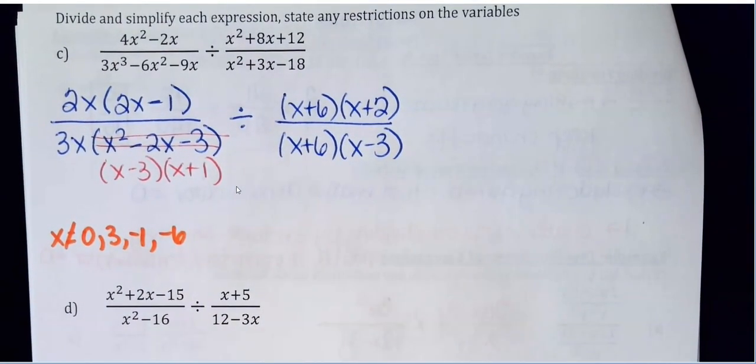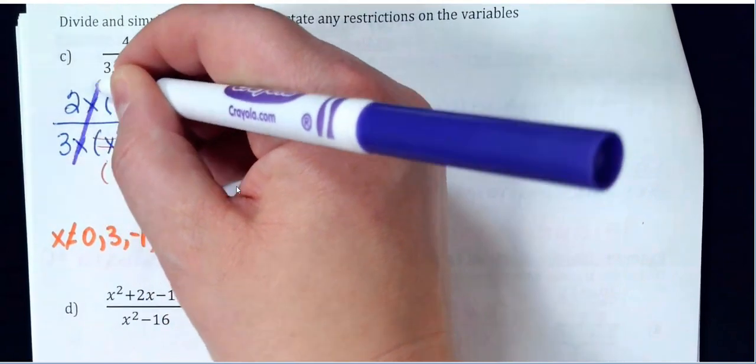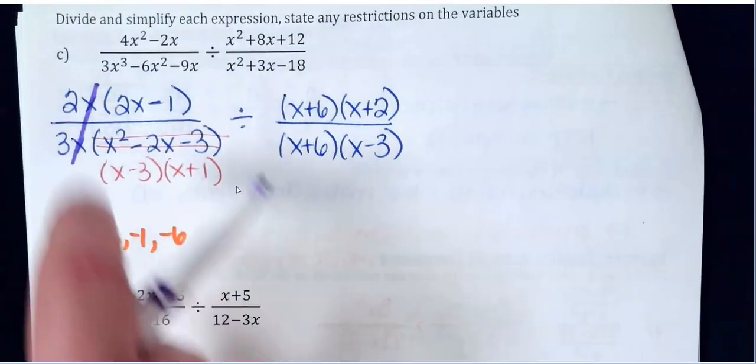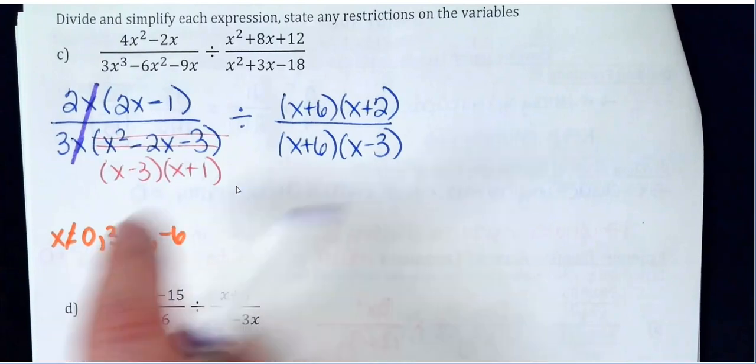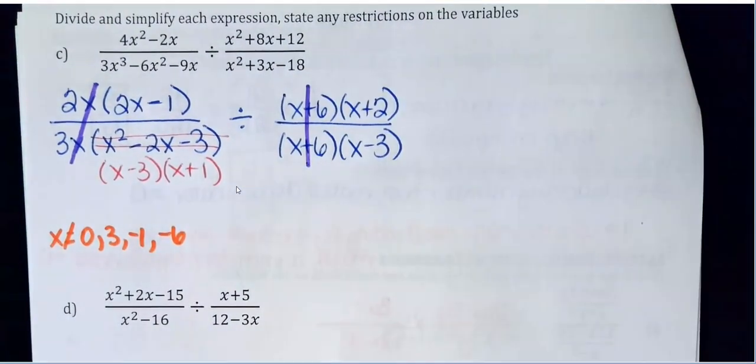And at this point, within the same fraction, because I haven't done the division yet, if anything matches within the same fraction, we can cross it out. So for example here, the x and the x, everything's a product on the top and the bottom, so you can cross the x's out. That's the only thing. In this fraction, I can cross out the x plus 6's.